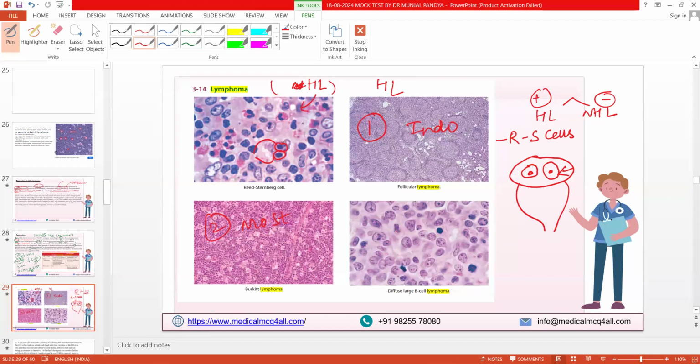This is diffuse large B cell lymphoma. Because in lymphoma, there are two types, B cell lymphoma and T cell lymphoma. 90% of them are B cell. Very rarely do you get the T cell. So the origin of all of these is a B cell, right? So this is what the picture is, right?